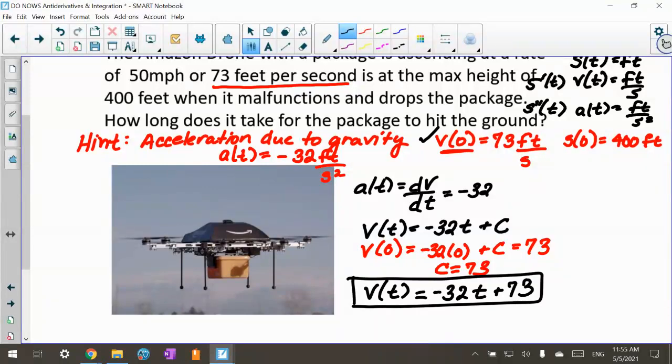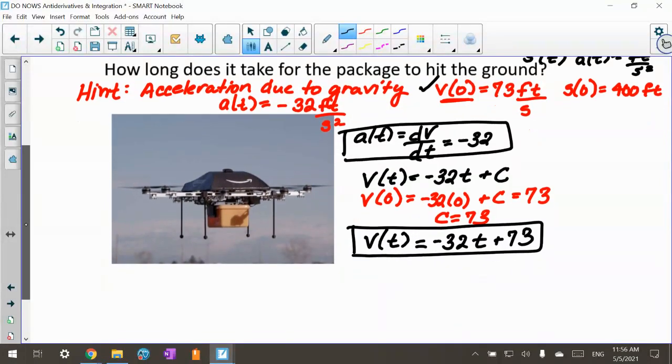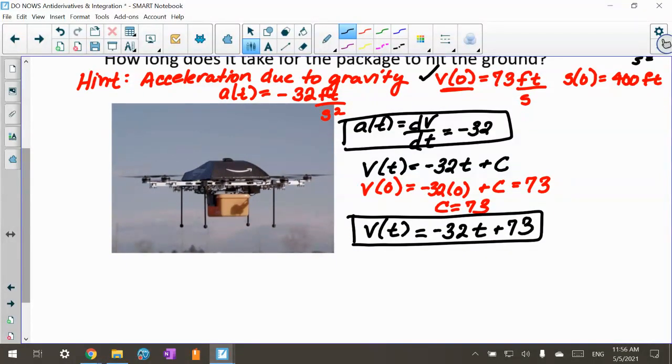So I now know my equation, and we started out with our acceleration equation. Now we're going backwards and finding velocity. Now we're going to go backwards and find the position function so that we can figure out how long it's going to take that package to go to the ground. So now this is the first derivative, so I'm going to go backwards and find our position, s of t. This is the antiderivative, so that's going to be t squared, multiplied by a half, so it's going to be negative 16t squared plus 73t plus c.